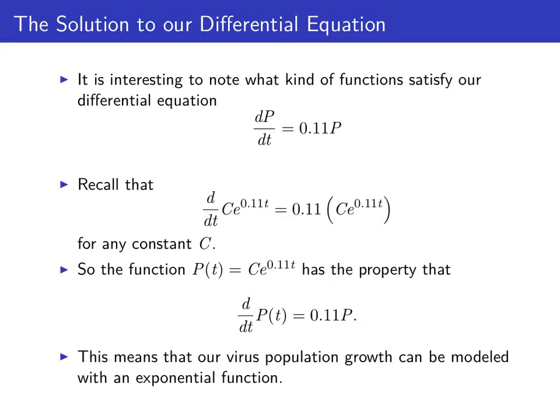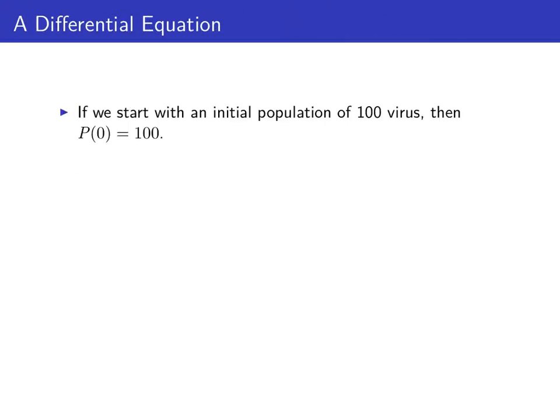This means that our virus population can be modeled by an exponential function, because p of t is an exponential function. If we start with an initial population of 100 virus, then notice that means that p of 0 is 100, where p of t is the population at time t.